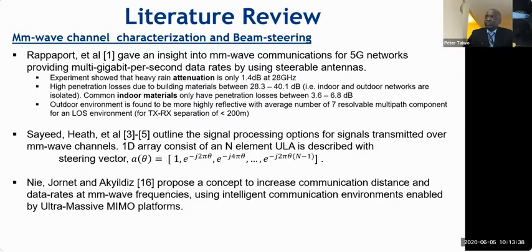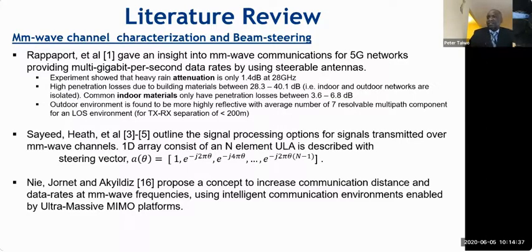Now I want to go through my literature review. On millimeter wave channel characterization and beam steering, I'll start with Rappaport, who gave an insight into millimeter wave communication for 5G networks by using steerable antennas. He conducted, with other researchers, several sets of experiments, and it was found that rain attenuation at millimeter wave is only 1.4 dB at 28 gigahertz, and high penetration losses due to buildings are 28 to 40 dB. Indoor materials have only penetration losses between 3 to 6.8 dB.